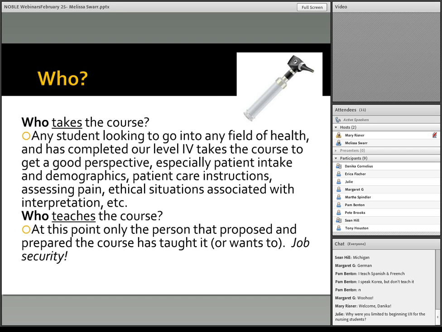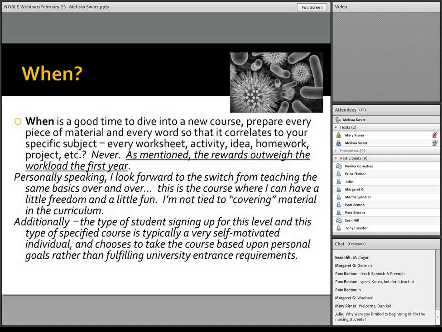So in that respect, it's given me a bit of job security, but at the same time, it's so refreshing to be doing something a little bit different. And my focus is a little different in that classroom, and the students are a little different in that classroom. And so the experience is totally different than teaching the regular Spanish levels 1 through 4.